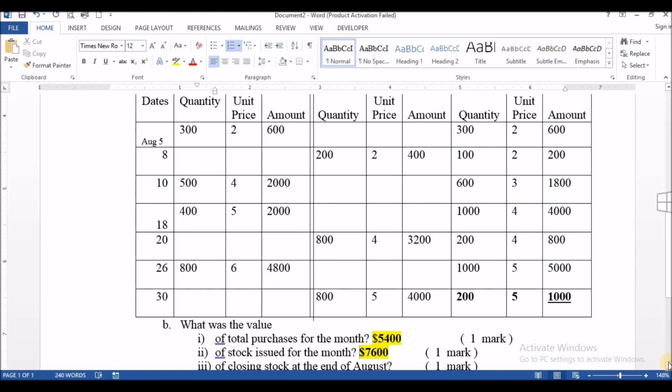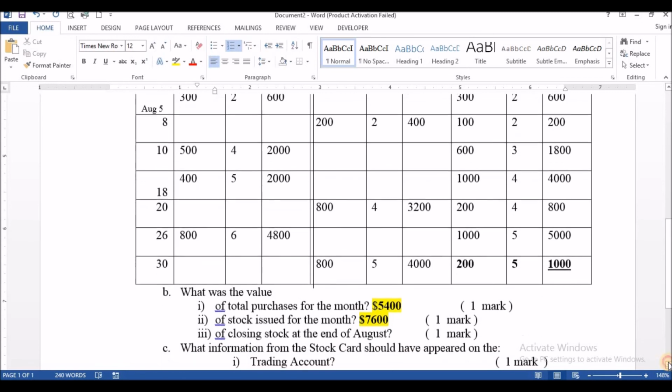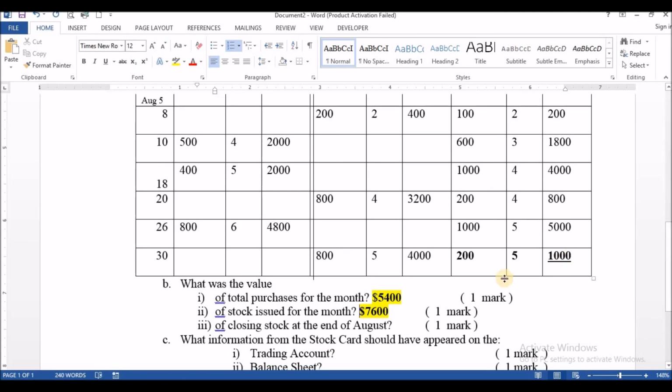Alright, the value of the closing stock at the end of August, $1,000. So the closing stock is always that last value that you get on your stock card.